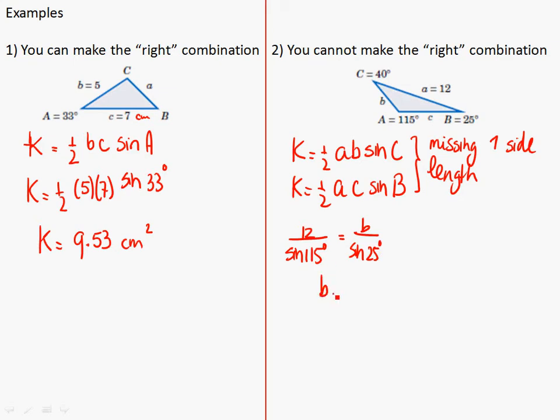So that means that side B would be 12 times the sine of 25. So I'm cross multiplying, so these come together. And then B would be combined with the sine of 115 divided by the sine of 115 degrees. And then you get a calculator and figure out that B is how much? 5.6.